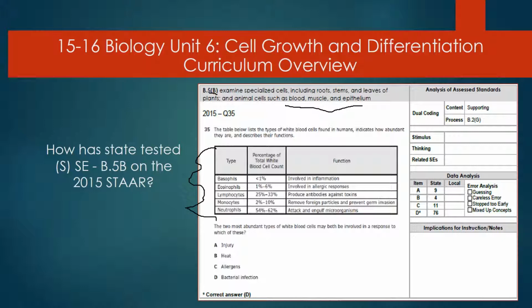The two most abundant types of white blood cells may both be involved in a response to which of these. And so they have to analyze and break down this graph, looking at the percentage of the total white blood cell count. Look at the two most abundant, which are the lymphocytes and the neutrophils, and look at their function. And based off their function, they need to determine which of these responses will involve these two types of white blood cells: injuries or infections, what may have you. And so, of course, the answer here was a bacterial infection.